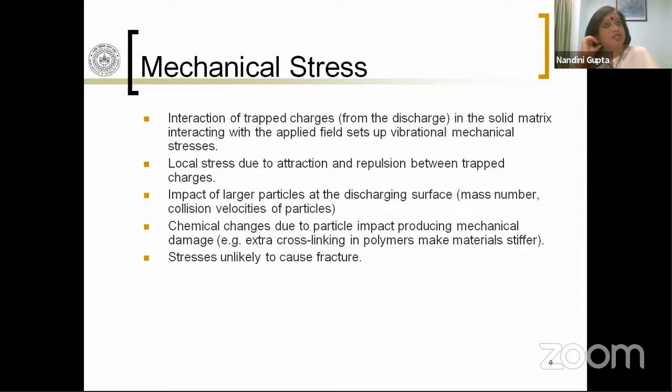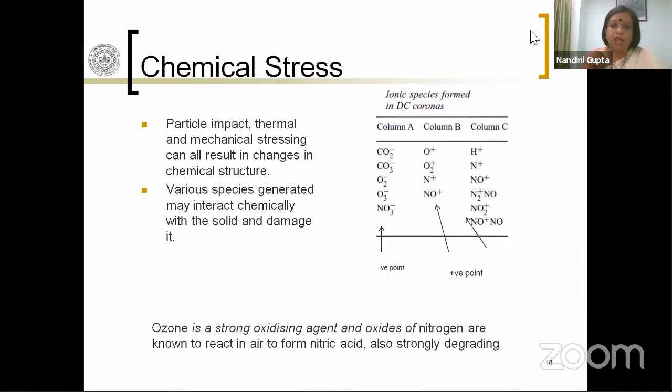Now, you might want to imagine that because of high particle impact, there might be small fractures, small cracks being produced in the dielectric material. It is possible, but it is unlikely. The stresses that we are talking about in a partial discharge are unlikely to cause fracture, but that is not impossible.